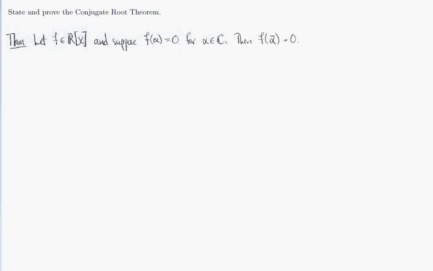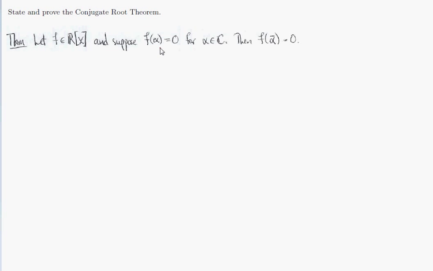State and prove the conjugate root theorem. The statement of the theorem: suppose that f is a polynomial with real coefficients, and the real part is important. And suppose that f of alpha is equal to 0 for some complex number alpha, then f of alpha conjugate is also equal to 0.